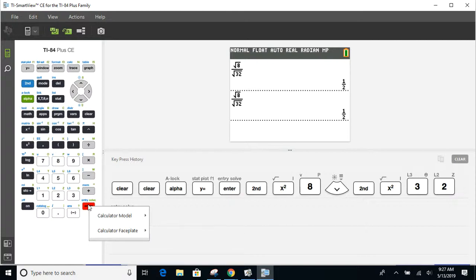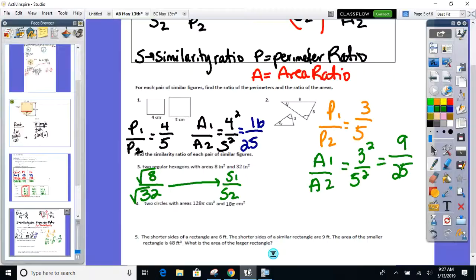Hopefully you get 0.5 out, or a fraction of 1/2. Make sure you can get that. So the similarity ratio is 1/2.